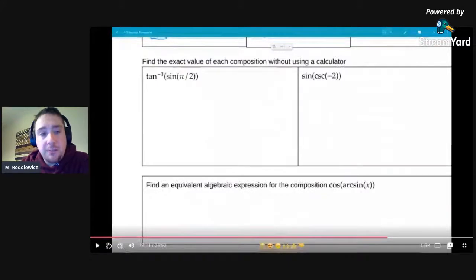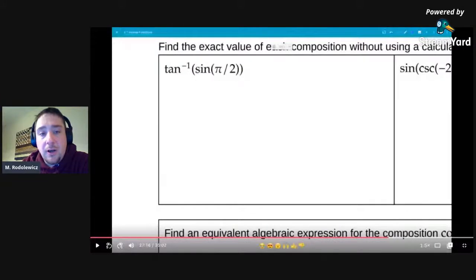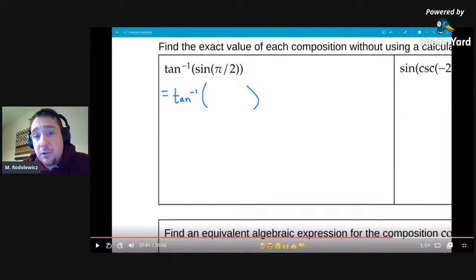A few last examples to compute here. This is really just skill working, making sure you're paying attention to inverse trig versus your trig functions. So when we compute this, look at your inside function. You're going to do your inside first, and then your outside function second. So inside, we have the sine of pi over 2. That's a trig function. So we have an angle of rotation, pi over 2. The sine of pi over 2, the y coordinate, is 1.